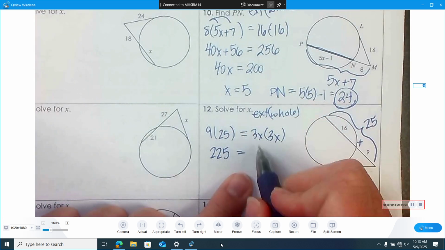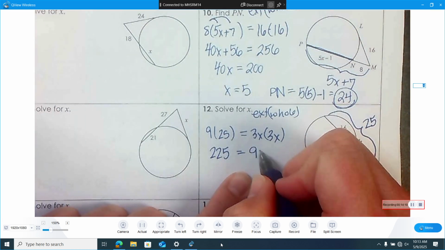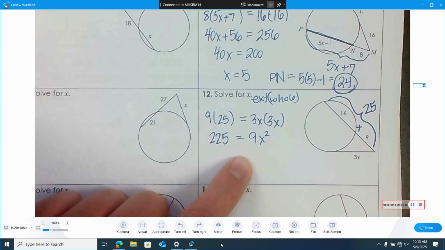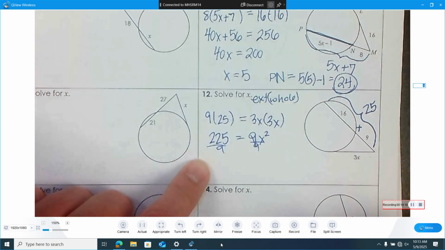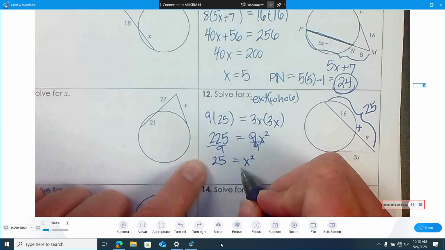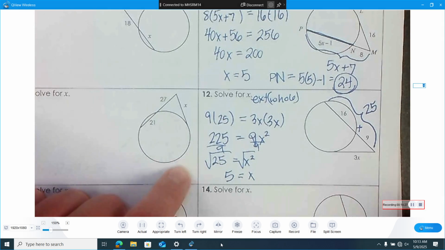Very good. And what's 3x times 3x? Ooh. 9x squared. Yeah, 3 times 3 would be 9x squared. How do you want to solve this? Divide by 9. Very good. Divide by 9. We get 25 equals x squared. Good. Then square root, we get x equals 5. Beautiful.